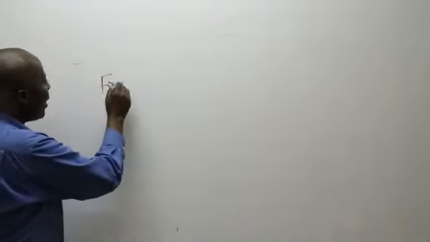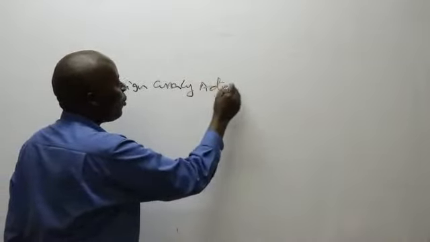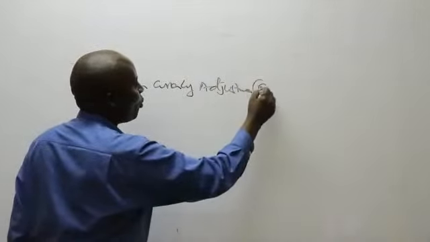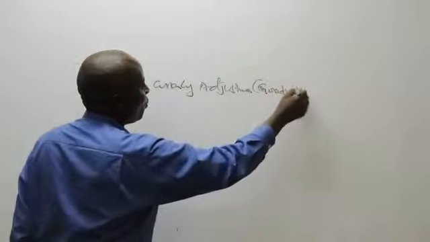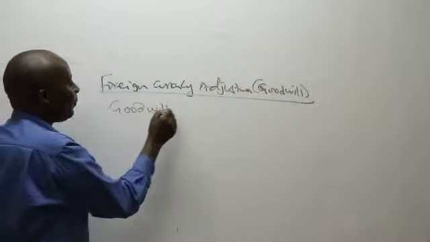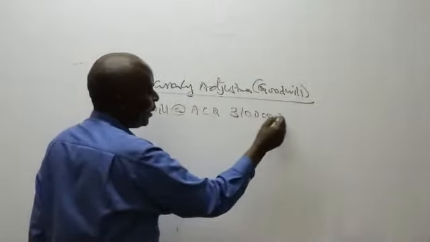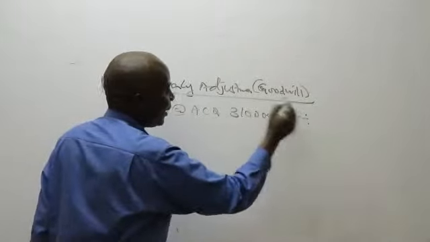So foreign currency adjustment for goodwill. We only have those two for goodwill. So what do we have here? We have goodwill at acquisition. You gave me 310,000 DN, so I want to translate.